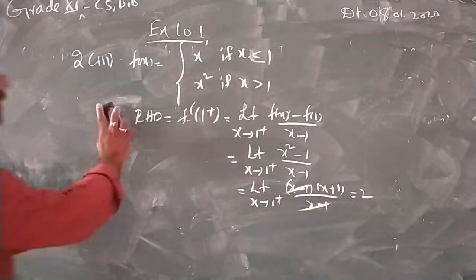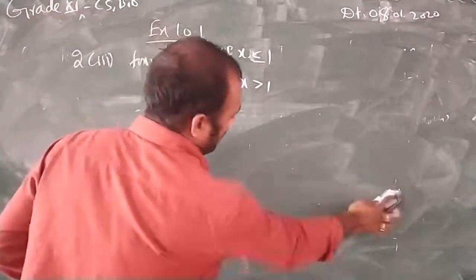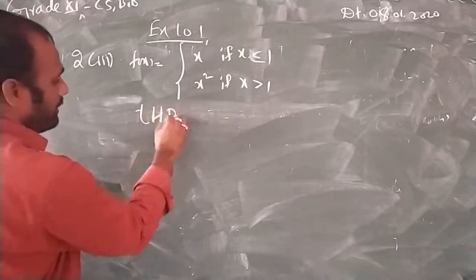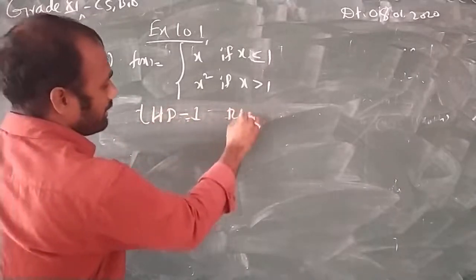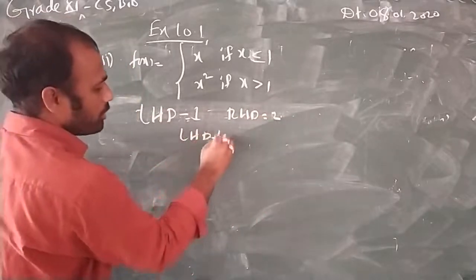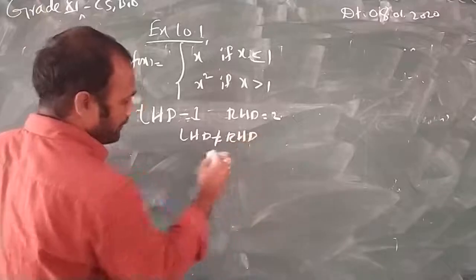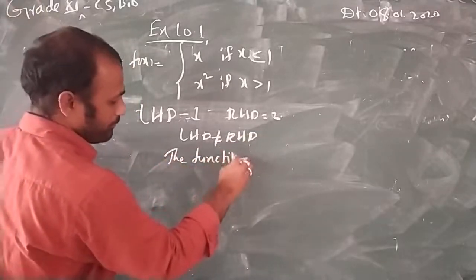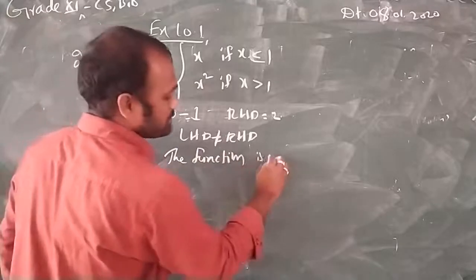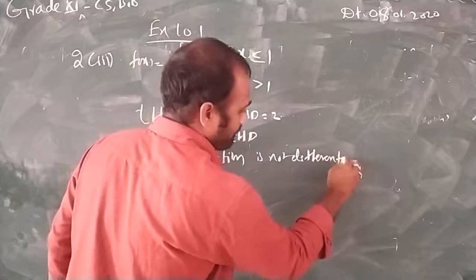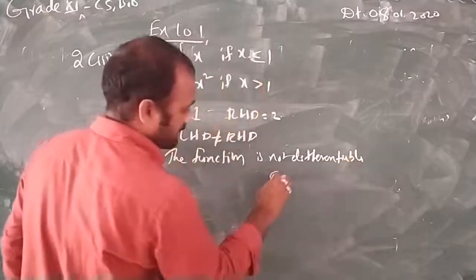So previously I got the left hand derivative as 1. The right hand derivative I got as 2. So the left hand derivative is not equal to the right hand derivative. Therefore the function is not differentiable at x equal to 1.